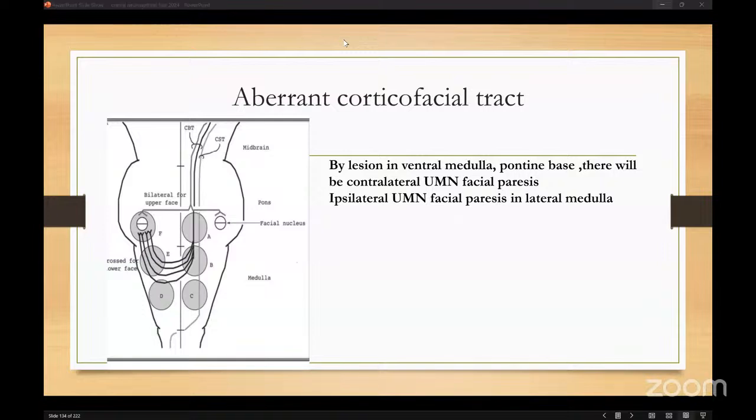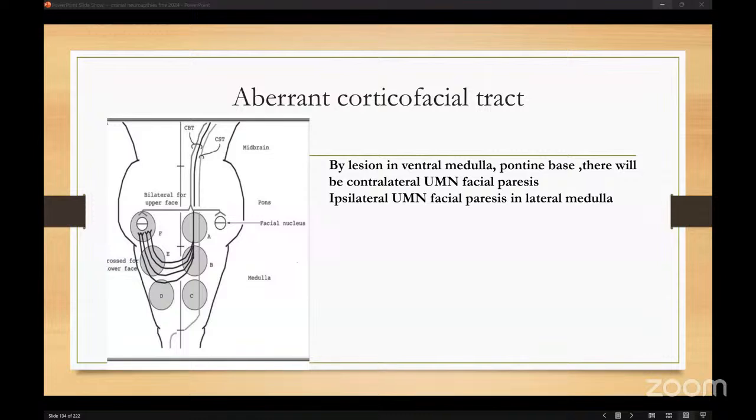So if somebody asks you what happens to the Bell's phenomenon in bilateral UMN versus bilateral LMN, you will get bilateral Bell's in LMN. In UMN facial paralysis, you don't get Bell's phenomena. Bell's phenomena is classical of LMN facial palsy. How to differentiate bilateral UMN and bilateral LMN? They have told one is taste sensation and also facial reflexes. If the facial reflexes are very brisk, it indicates that there is a UMN facial involvement.